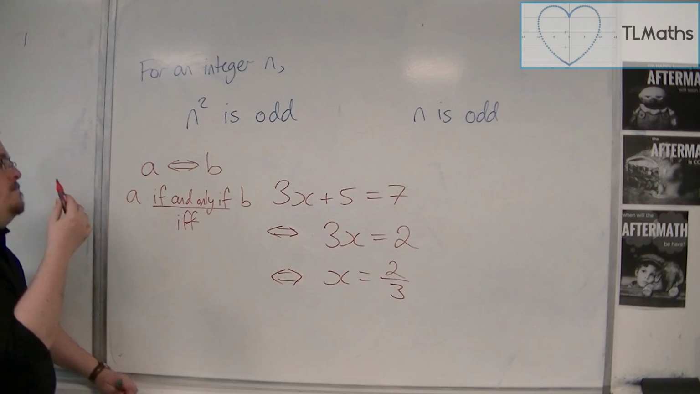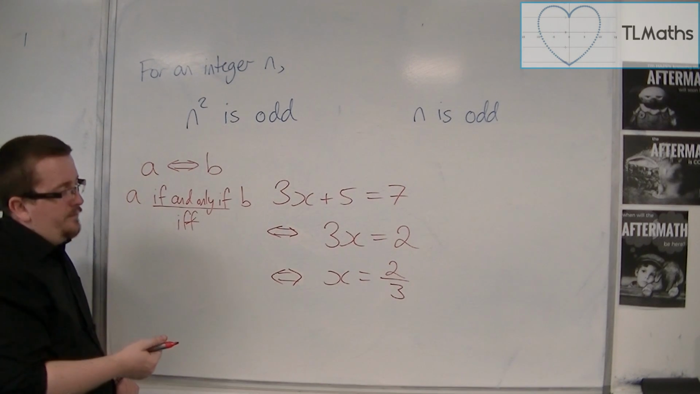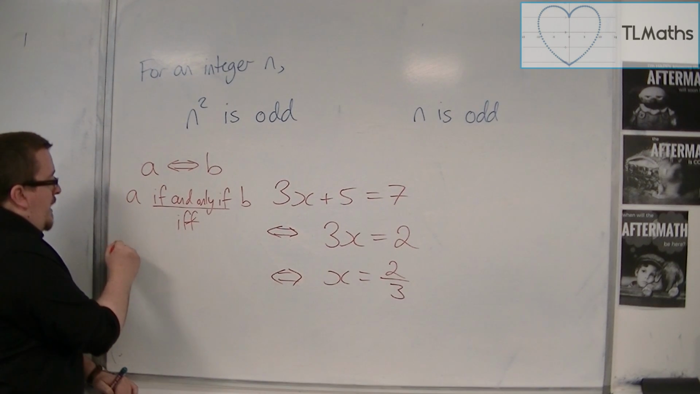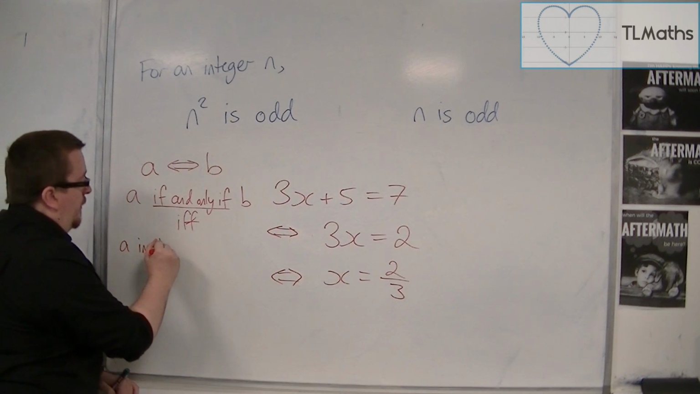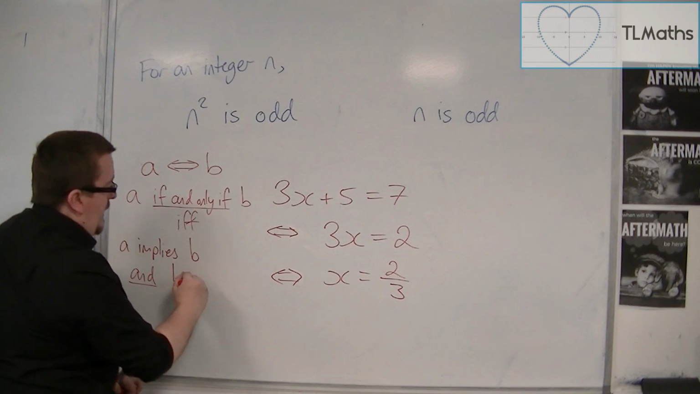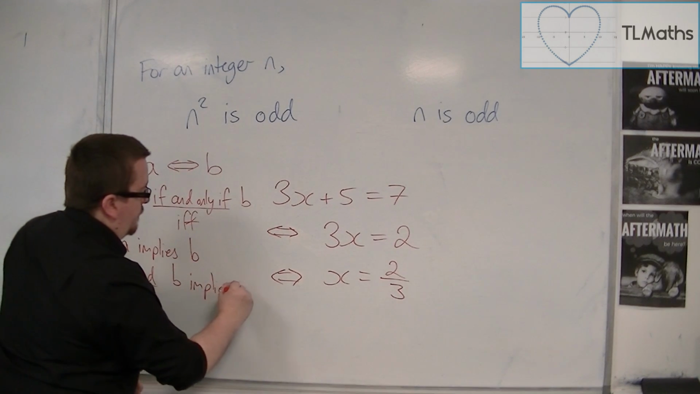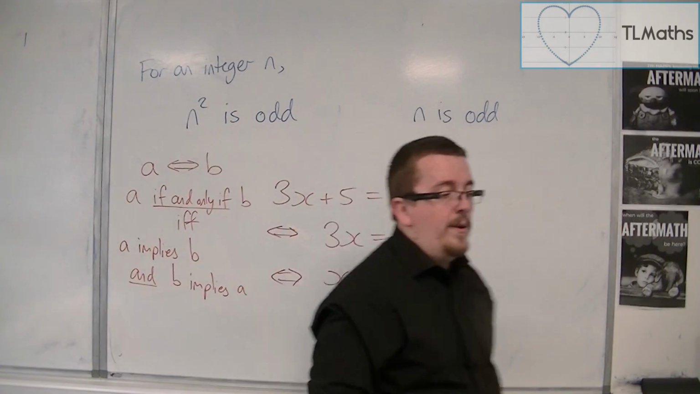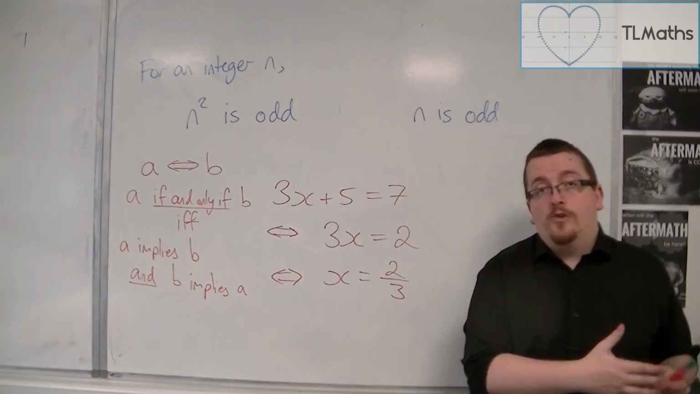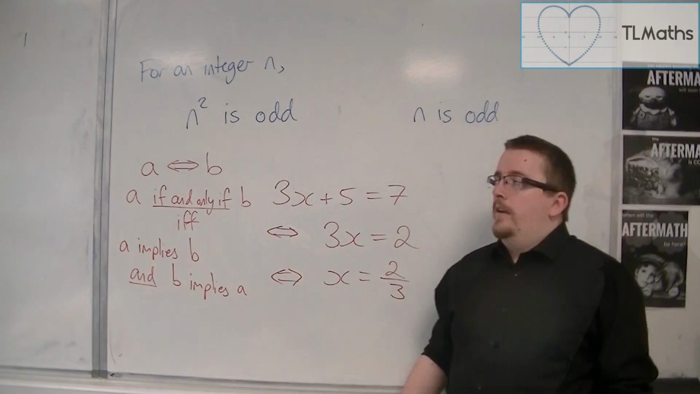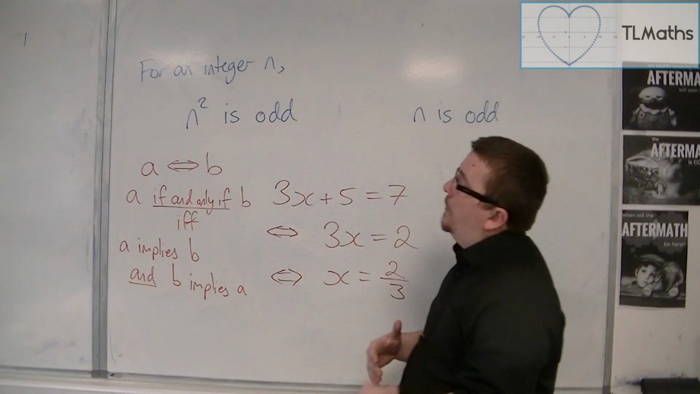Okay, what it really means is that A implies B and B implies A. Okay, that's effectively what it means. So if A is true, then B is true, and if B is true, then A is true. So let's look at an example.